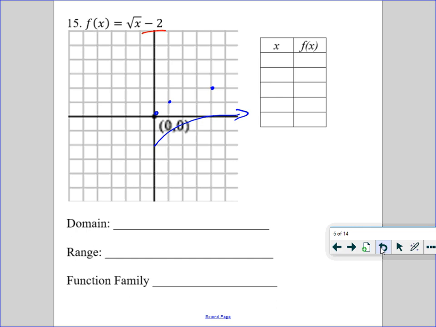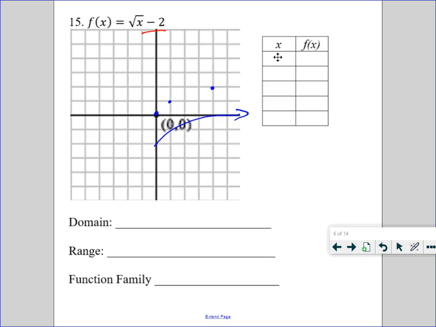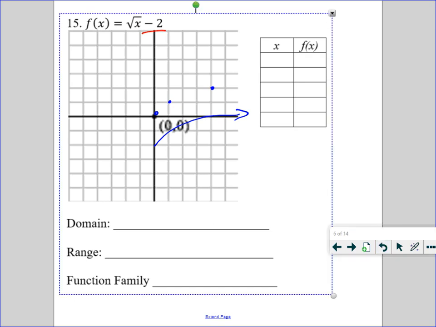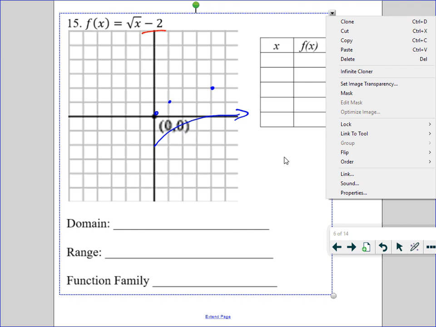Or you could have picked out some values. 0. Let me do something here real quick. Apologize for the delay.